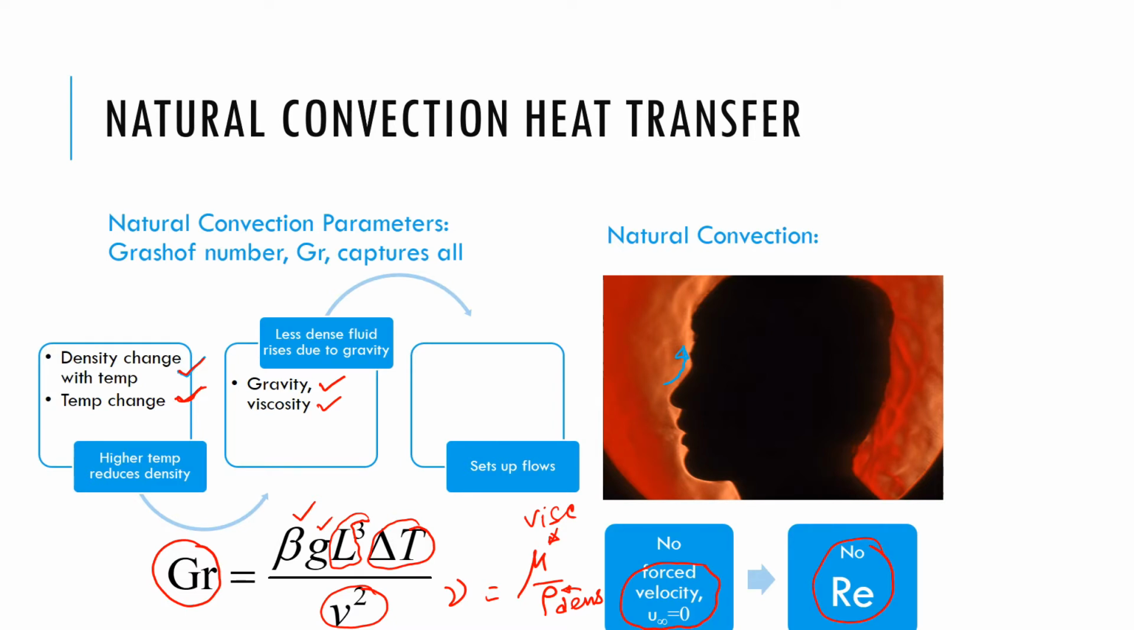So everything is captured in this Grashof number, and this number will replace Reynolds number, because Reynolds number is not very useful because we don't have this forced velocity. So in natural convection, then we're going to use Grashof number, or the correlations or the equations for h will have Grashof number in them.